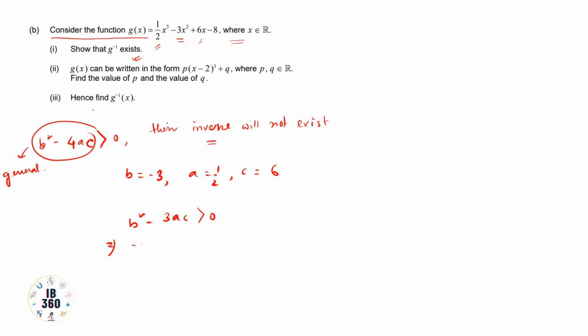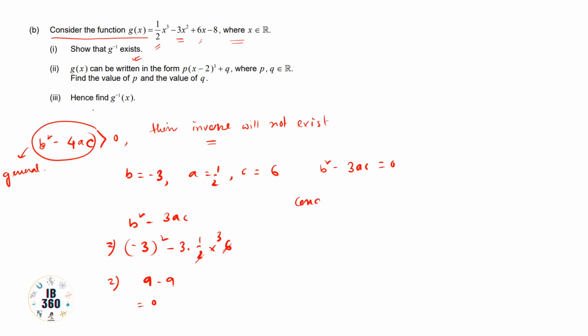So minus 3 whole square, so basically we have to find out the value of this particular part. We will see what the value of this is: minus 3 whole square minus 3 into the value of a, which is half, into the value of c, which is 6. So it is 9 minus 9, which equals 0. So we are getting that b square minus 3ac is equal to 0.